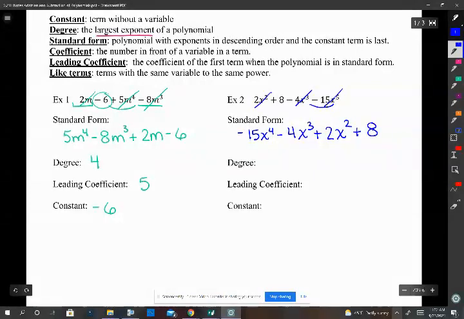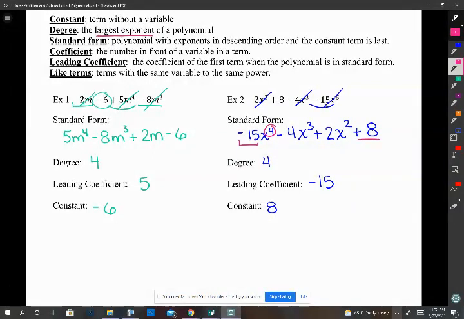So when I look at my degree, it's my biggest power, so in this case, it's 4. The leading coefficient is the number that's in front, which is -15. And the constant is that number in the back. Okay, so again, degree, leading coefficient, constant. Just like on the other one, degree, leading coefficient, constant.